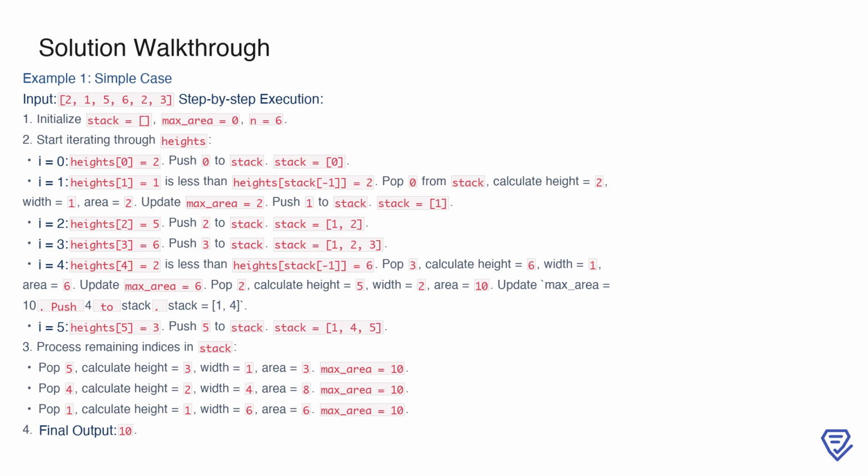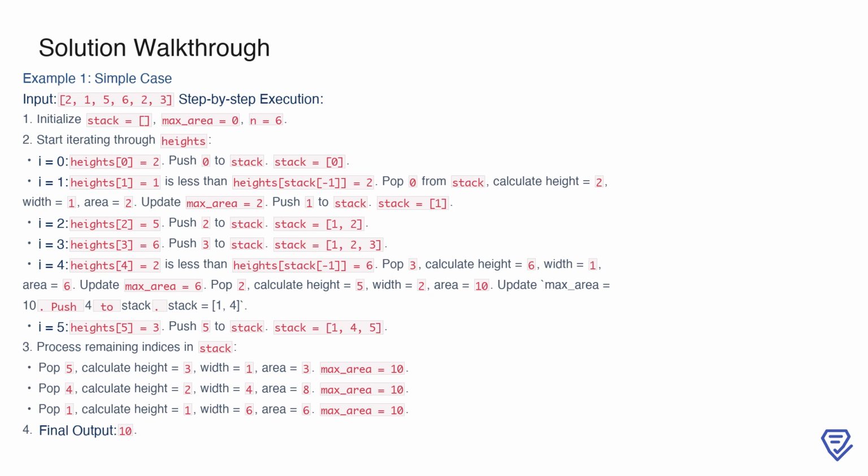To solve this problem, we use a stack-based approach to track the indices of the histogram bars. Starting with an empty stack and a variable max_area initialized to 0, we iterate through the heights array. At index 0, the height is 2, so we push the index 0 onto the stack. Moving to index 1, the height is 1, which is less than the height at the top of the stack, 2. This triggers a calculation where we pop the index 0 from the stack, use the height 2, and calculate the width as 1, resulting in an area of 2. We update max_area to 2 and then push index 1 onto the stack.